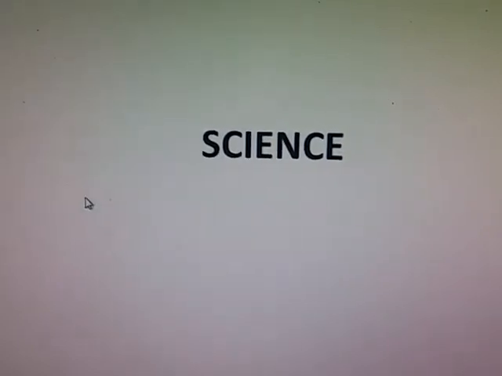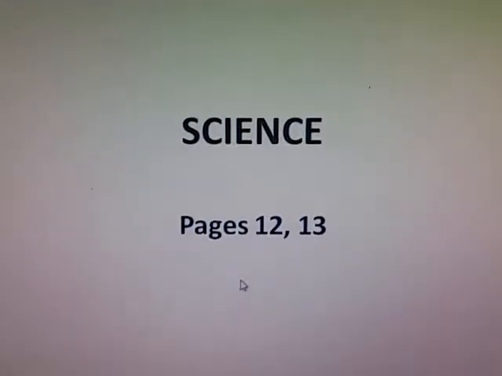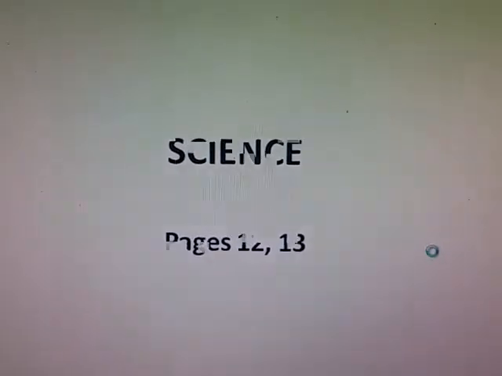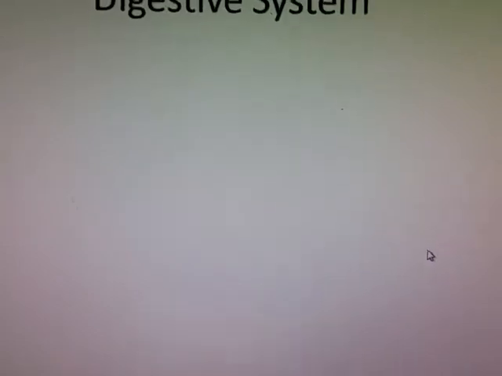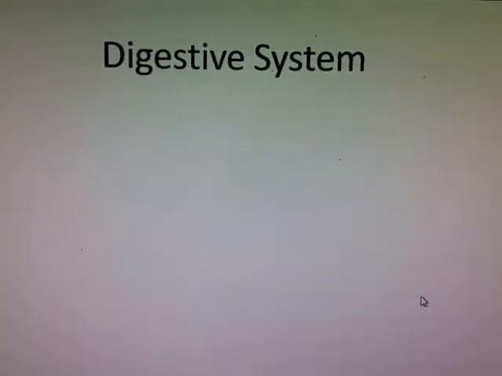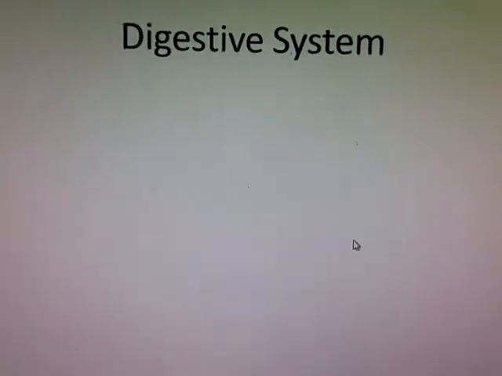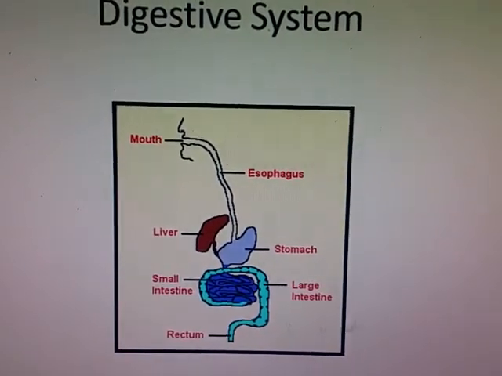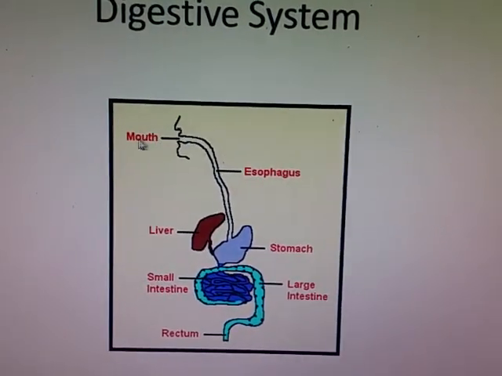So, let's talk about science. We'll be working on pages 12 and 13. What's the reason for this? It's because we need to talk about the digestive system. What is that? Well, you must be familiar with a picture like this.